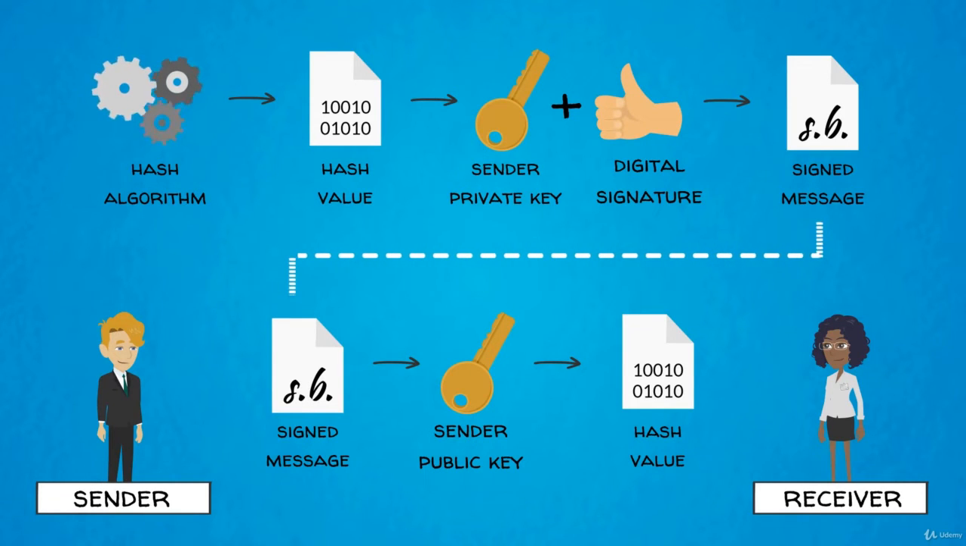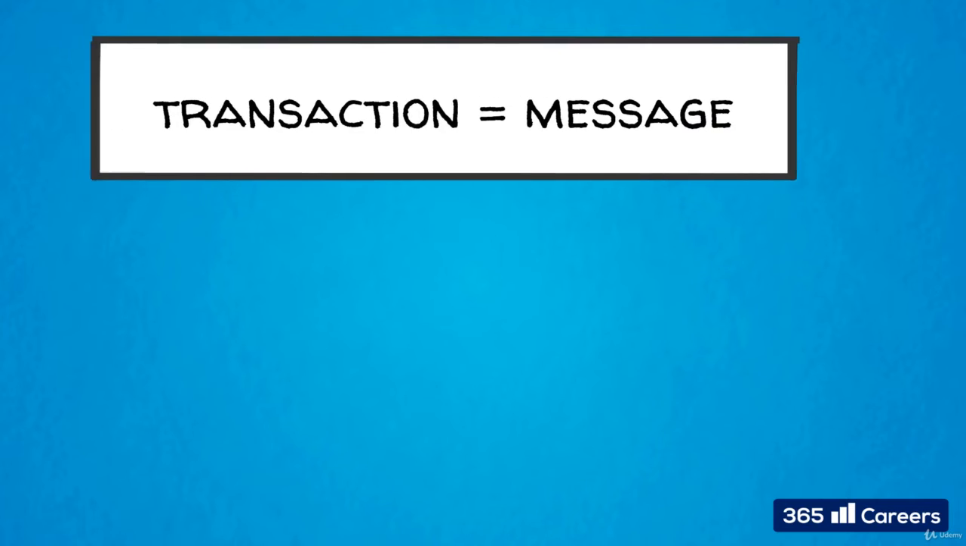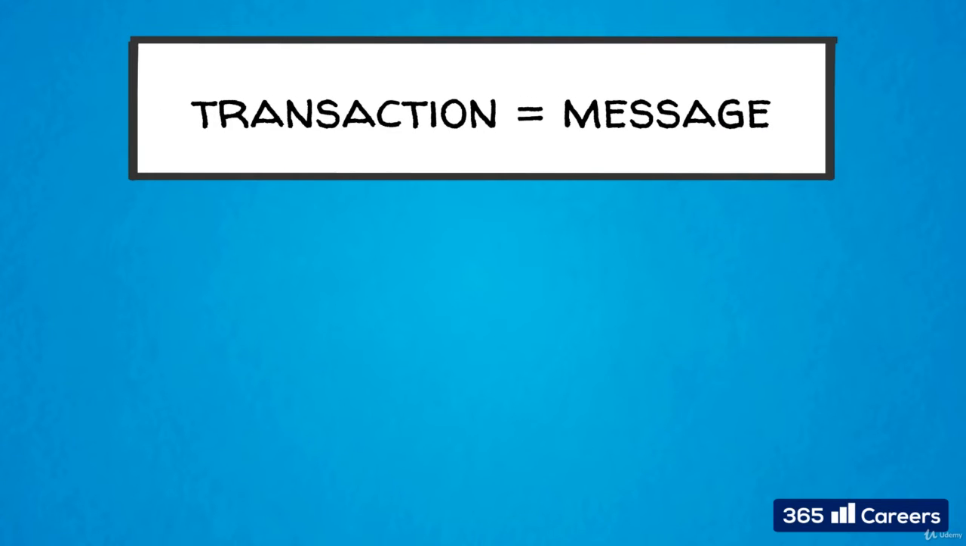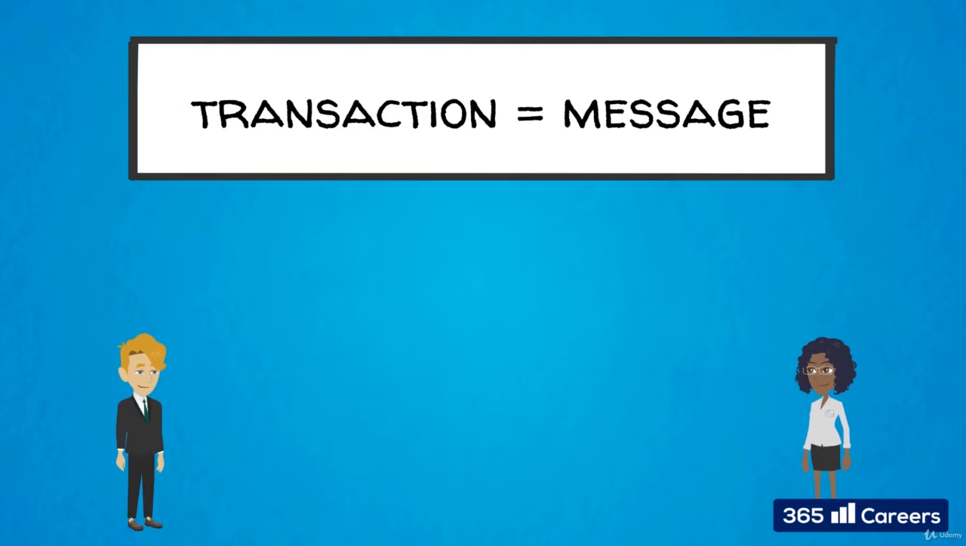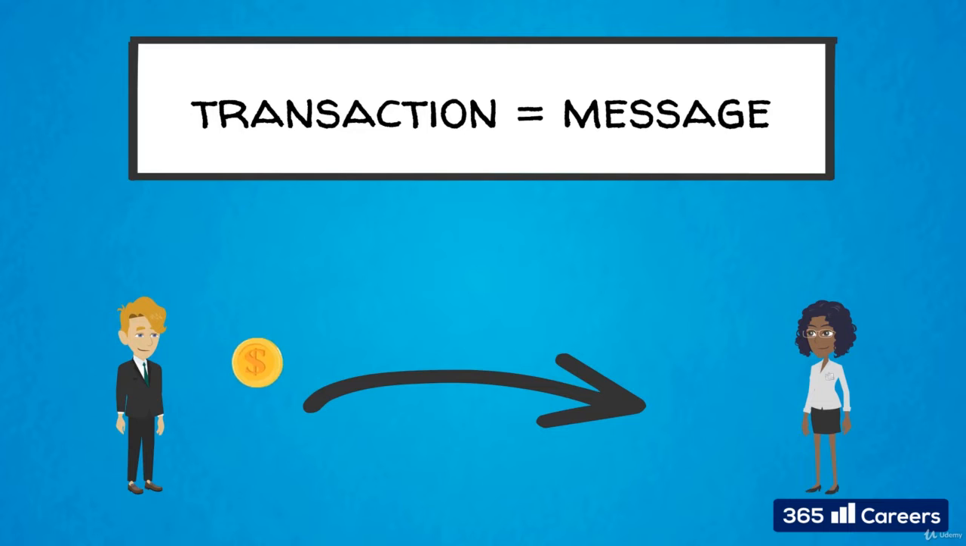It is impossible to generate a valid signature for a party without knowing that party's private key. Please note that we use the words transaction and message interchangeably here because transactions on the blockchain are basically messages broadcast through the network. When you send cryptocurrency to another person, you are basically sending them a message.